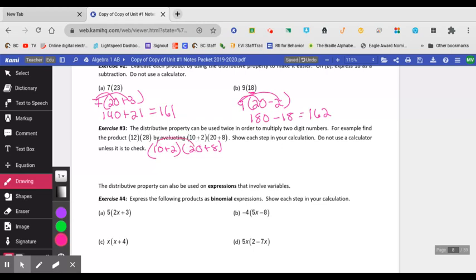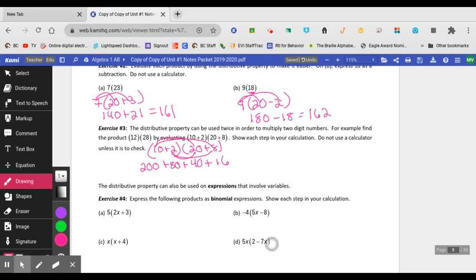So 10 times 20 is 200. Plus 10 times 8 is 80. Plus 2 times 20 is 40. Plus 2 times 8 is 16. And then we add those all together.